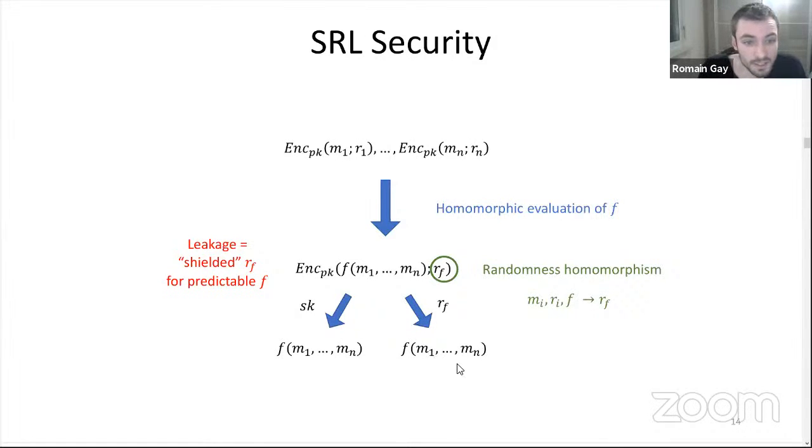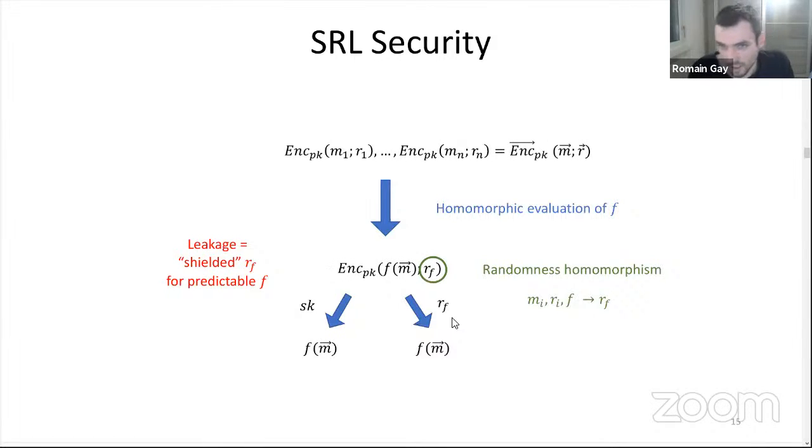The second remark is we cannot give R_f, even if we restrict the functions f. R_f itself, if you reveal it in the clear, is insecure. So we need to shield it. So that's what I'm going to show. By the way, I will use some notation. I will write this concatenation of bit encryptions just like this.